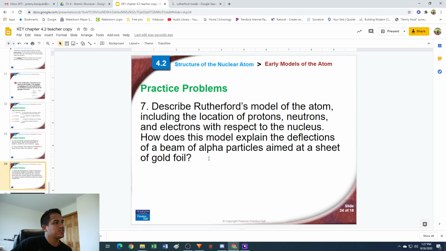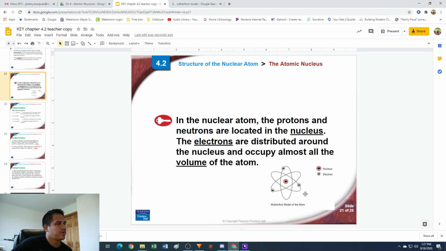All right, and then last question, number 7. Describe Rutherford's model of the atom, including the location of protons, neutrons, and electrons with respect to the nucleus. How does this model explain the deflections of a beam of alpha particles aimed at a sheet of gold foil? Okay, so first part is describe his model where everything is at, and we have a picture of it here.